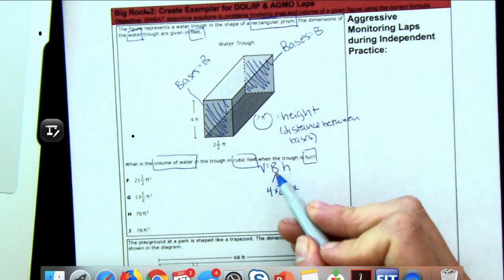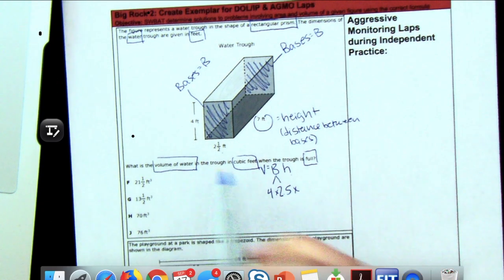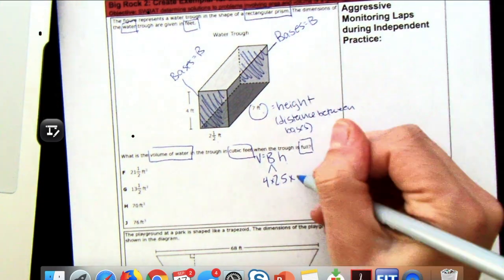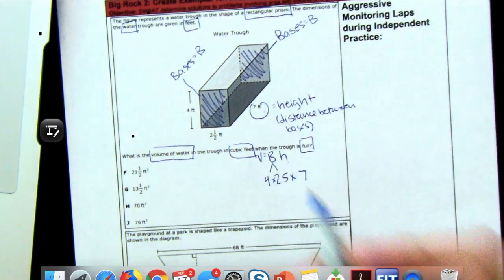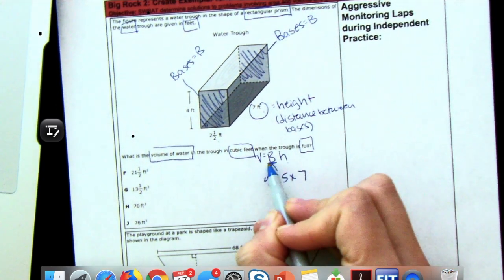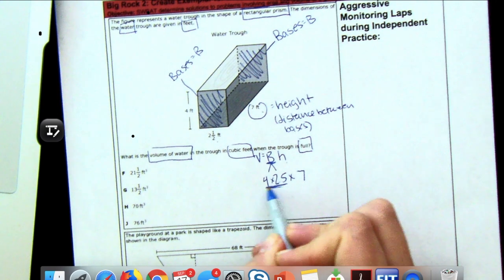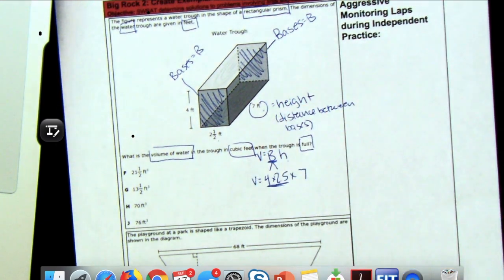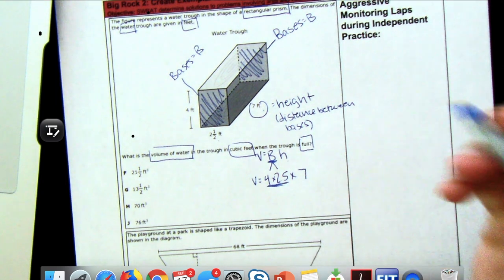Okay, so I broke down big B into 4 times 2.5. It doesn't matter the order here because it's multiplication, times the height of the entire figure, which is 7. So that my students know where these numbers are coming from, anything aligned to the area of the base I'm going to underline so they can keep track of it. Now I just have to multiply, and I'm also going to write B there so they keep track of everything. So I'm going to do 4 times 2.5.